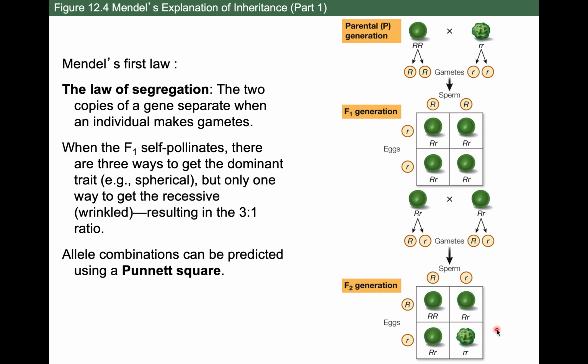I do want you to be comfortable with working through a monohybrid Punnett square like this. If you were given a specific cross, could you draw out the Punnett square and make a prediction about what the genotypes and phenotypes of the offspring would be? I'm going to share another YouTube video up on Canvas that'll walk you through the process of doing that, just to refresh your memory and make sure you're comfortable with it.